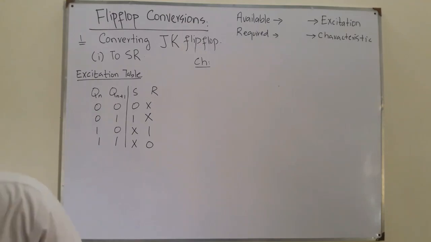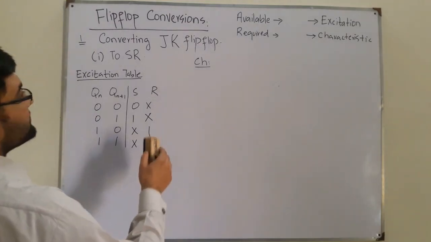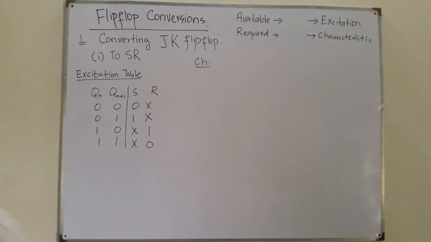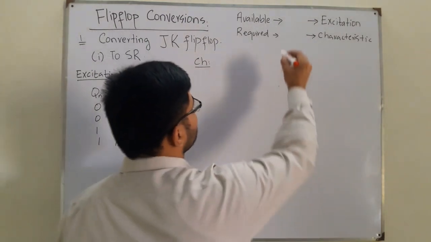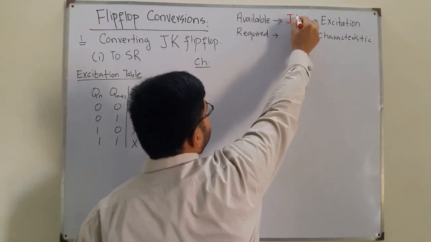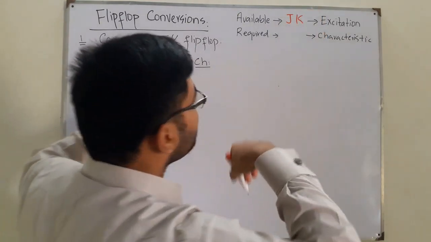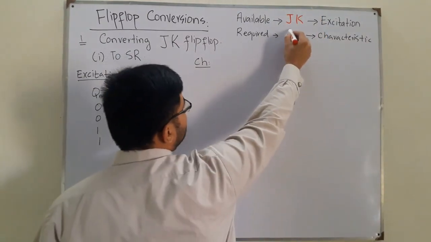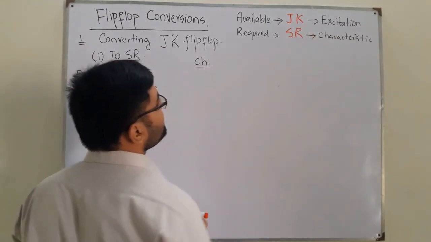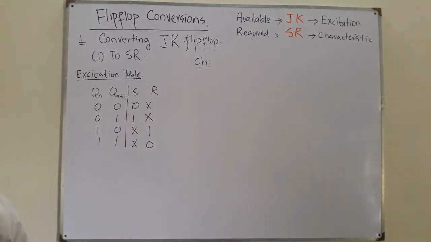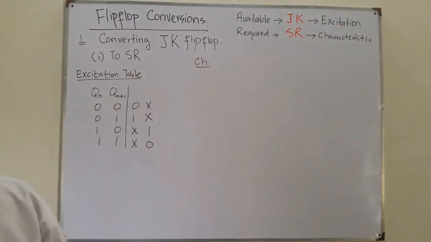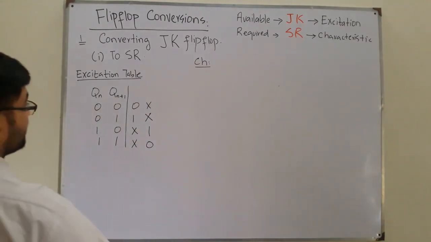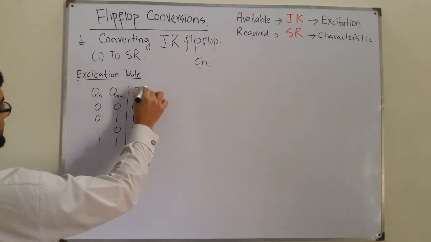Now, you know that the available flip-flop in this case is your JK. Converting JK flip-flop to the required flip-flop, the SR flip-flop. Which means now you have to draw the excitation table for JK flip-flop, which I already have drawn over here, where this is your J and this is your K.